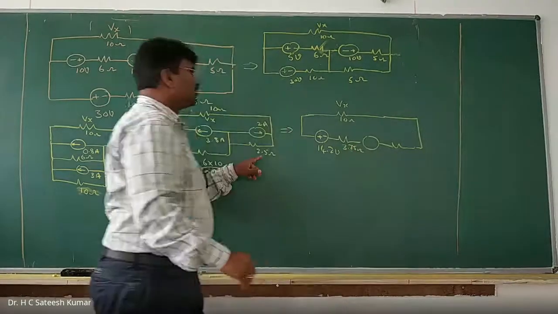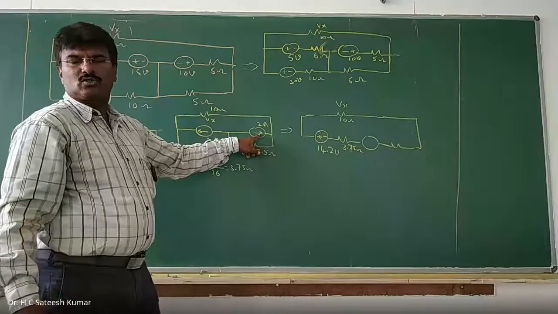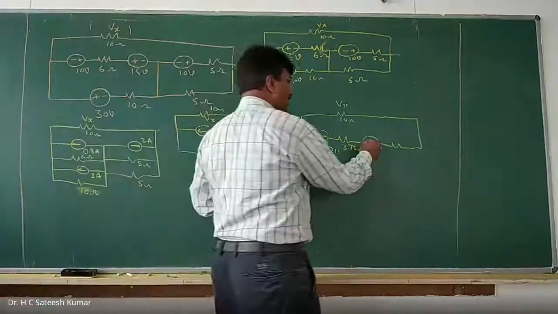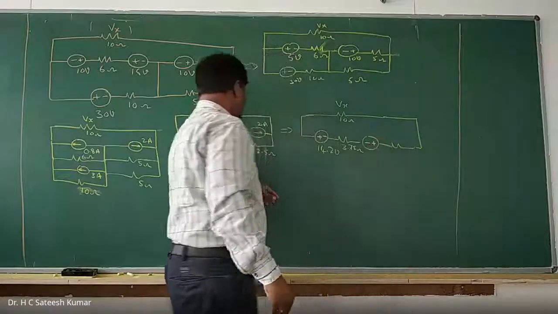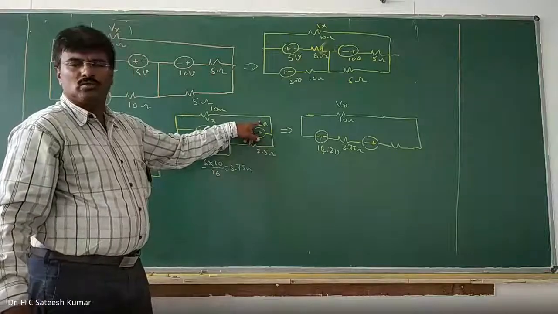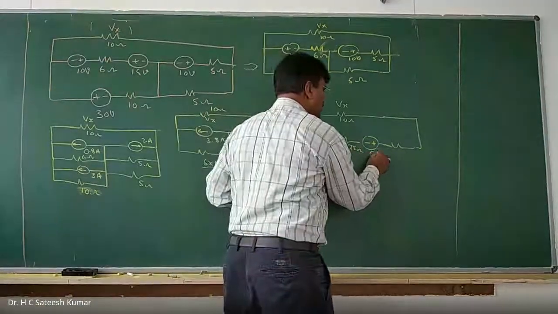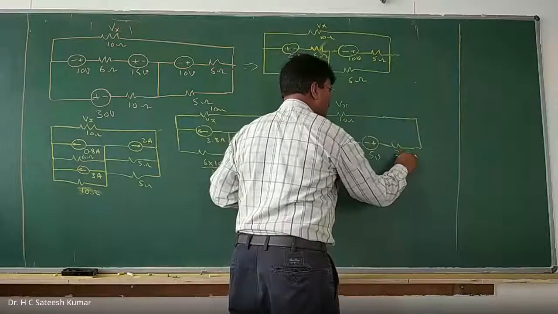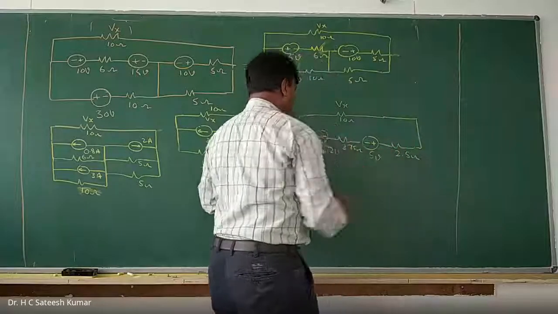And next, what is that? This arrow mark is towards right. Therefore, we should put the sign as minus plus. And V is equal to I into R: 2.5 into 2 is 5 volts. You will get 5 volts. Resistance remains the same as 2.5 ohm. Now add them.